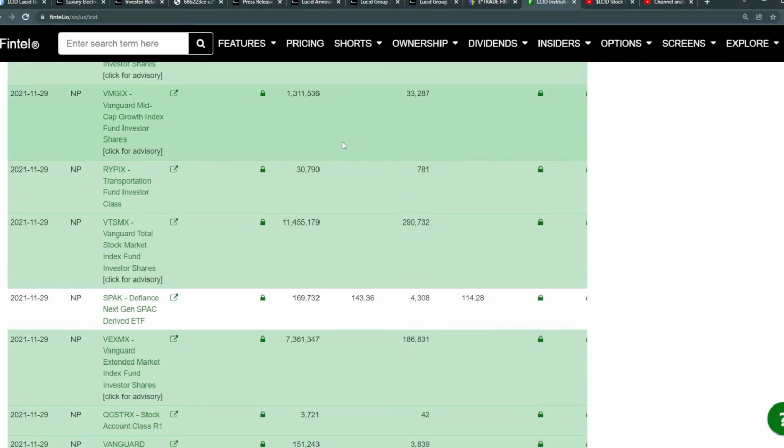People are adding and institutions are adding, and that's always a bullish thing to see.